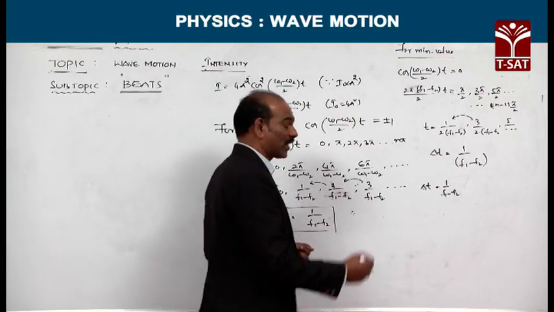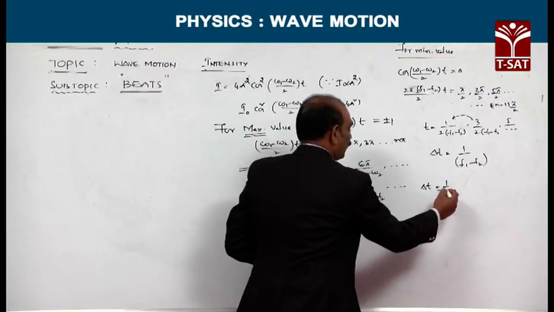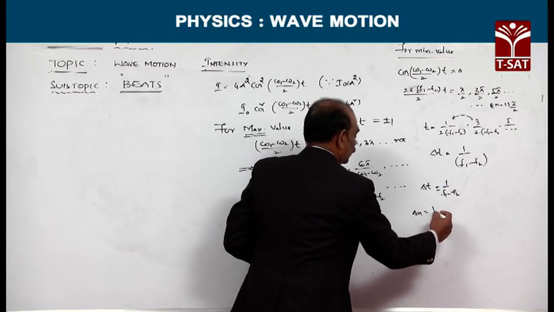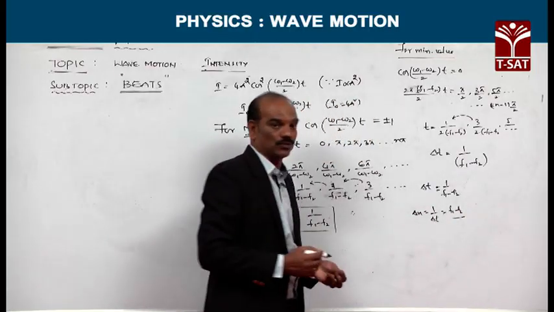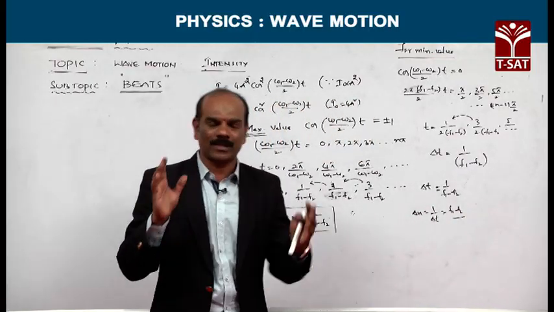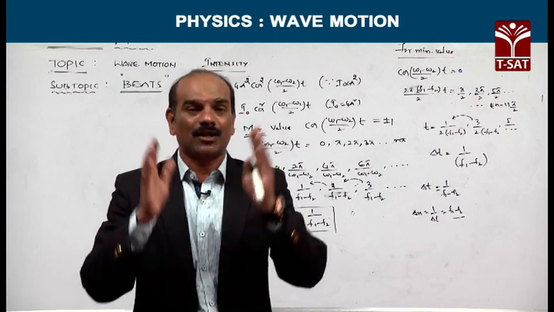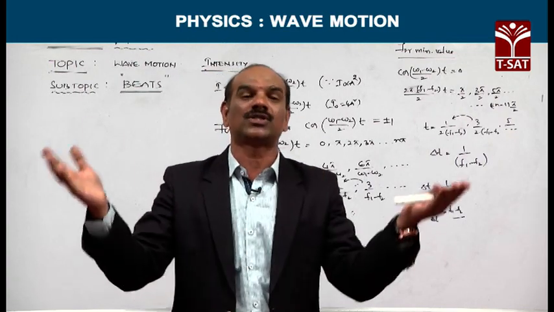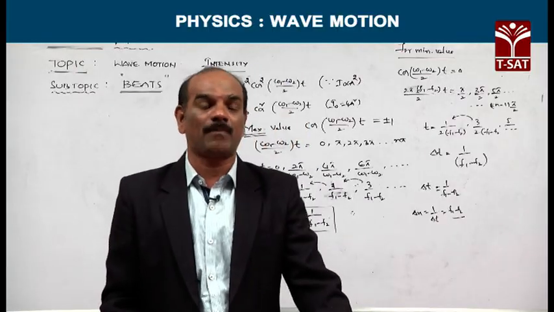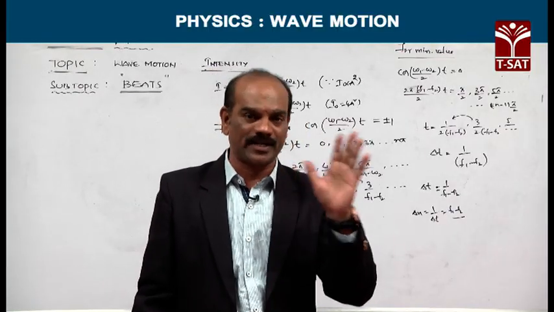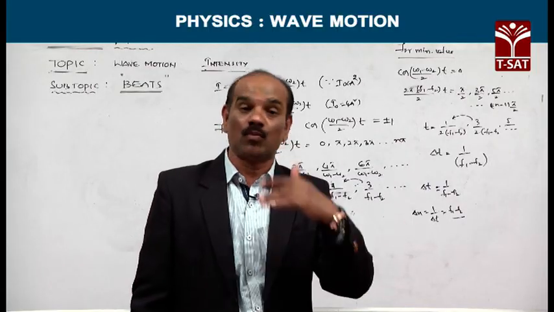By knowing this, we can find out the beat frequency. Beat frequency delta n is equivalent to 1 by delta t, which is equivalent to f1 minus f2. That means beat frequency is the difference of frequencies between two sound notes. There is one condition. The maximum number of beats that can be heard by a healthy person is only 10. You cannot hear more than 10.